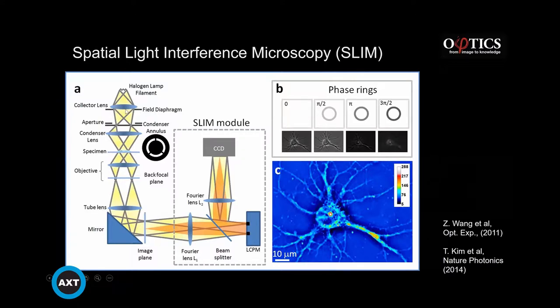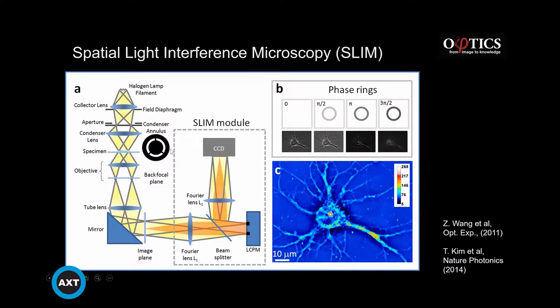from the condenser, where you have an annulus that has the shape of a ring. That annulus generates an illumination path in the shape of a ring that passes through the specimen, through the sample and the medium surrounding it, and then is focused in the back focal plane of the microscope objective. There's a phase mask or a phase plate that looks very much like the annulus, through which all the diffracted or scattered light will pass.